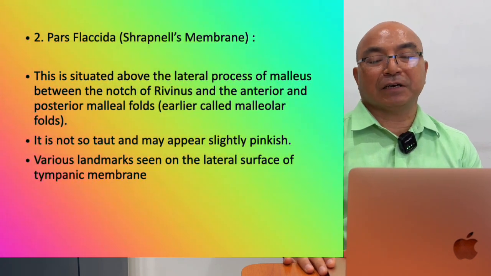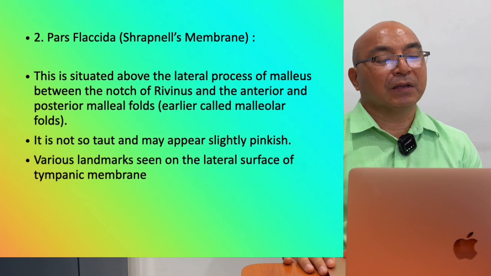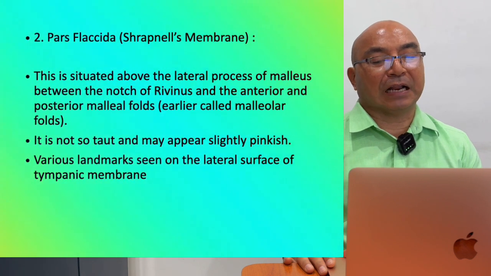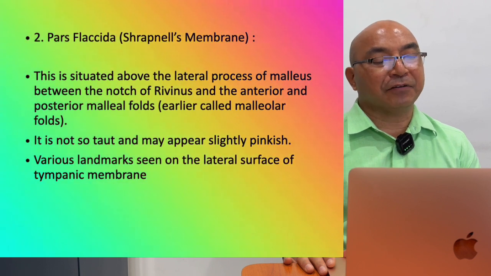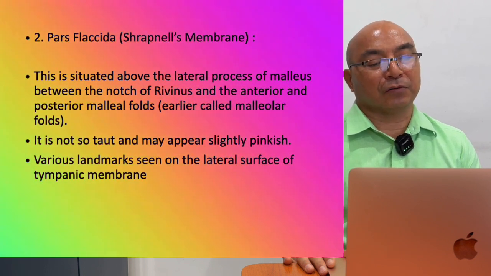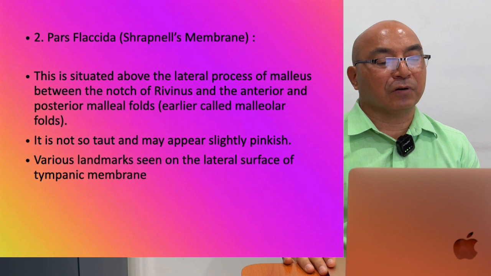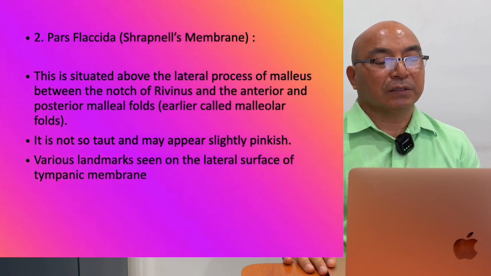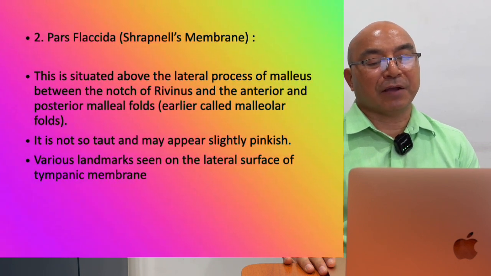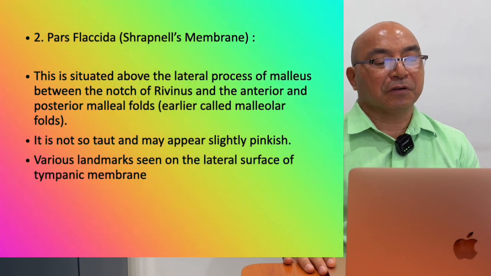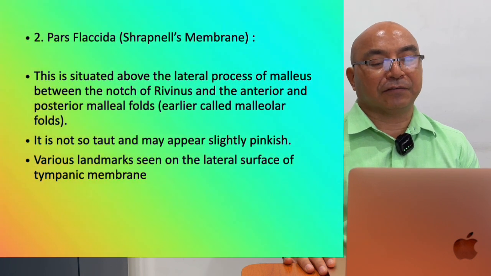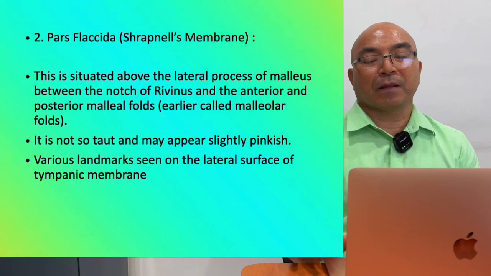The pars flaccida, or Shrapnell's membrane, is situated above the lateral process of the malleus between the notch of Rivinus and the anterior and posterior malleolar folds, earlier called the malleolar folds. It is not tensed and may appear slightly pinkish. Various landmarks are seen on the lateral surface of the tympanic membrane.